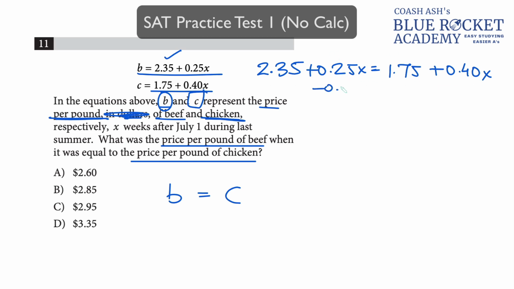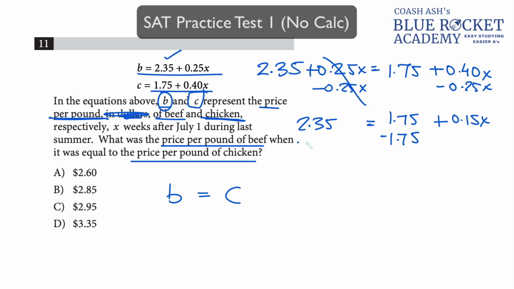I'm just going to subtract the 0.25x from both sides like so. And then I get 2.35 is equal to 1.75 plus, this goes away and you get a 0.15x here. Now you get rid of the 1.75 from both sides, right? If you are having trouble with this, you want to watch the other video on this channel, so you'll understand better how to solve these linear equations.